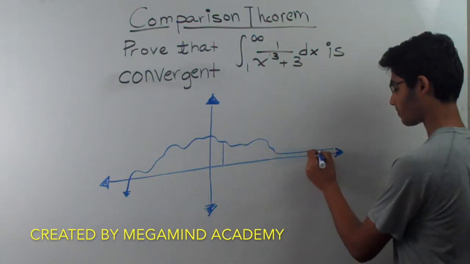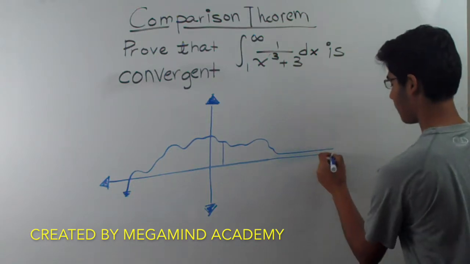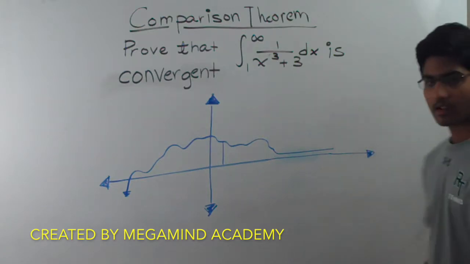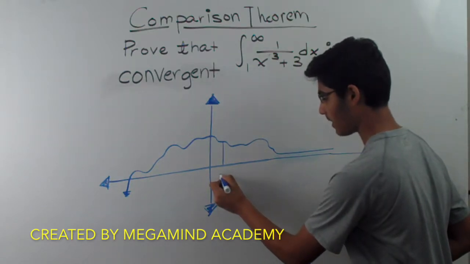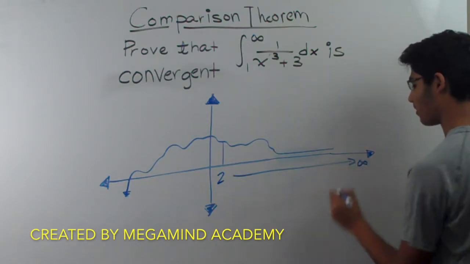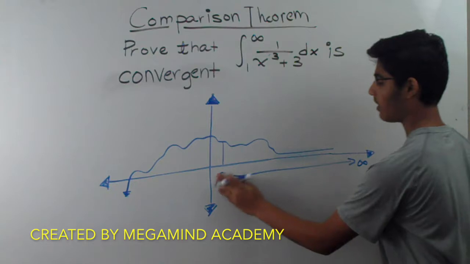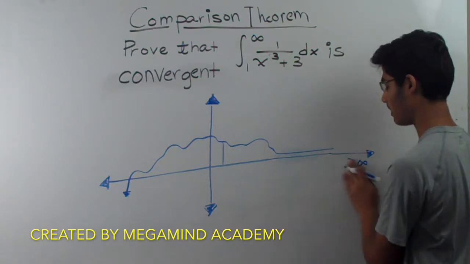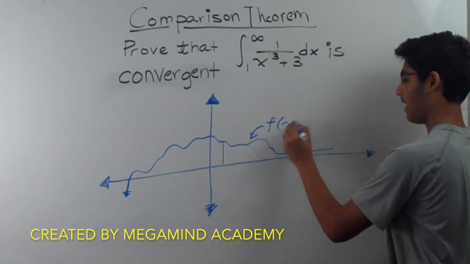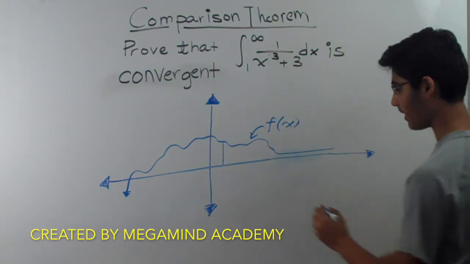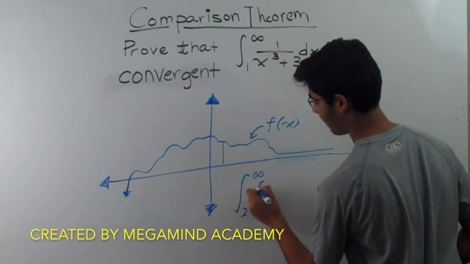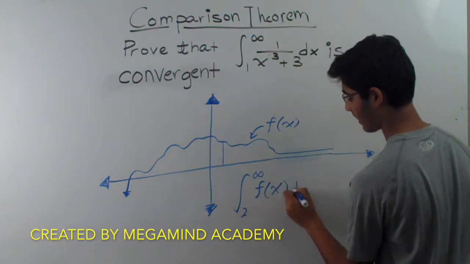So we have this function. Now according to the comparison theorem, we have this integral from, let's say, 2 to infinity. This is the integral from 2 to infinity. And let's call this blue function f of x. So we have the integral from 2 to infinity of f of x dx.